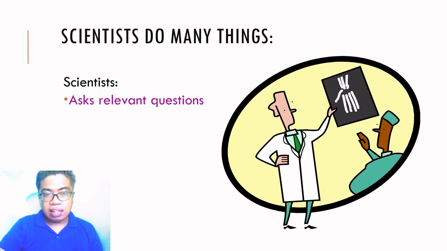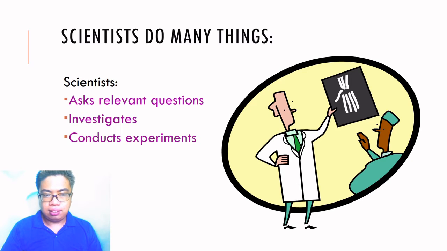Scientists do many things. The first thing that they do is they ask relevant questions. A scientist must know how to ask, what to ask, and why to ask questions, because it is in asking questions that we discover, that we learn. It is in asking questions that we know more about our environment, ourselves, and all the things that surround us.